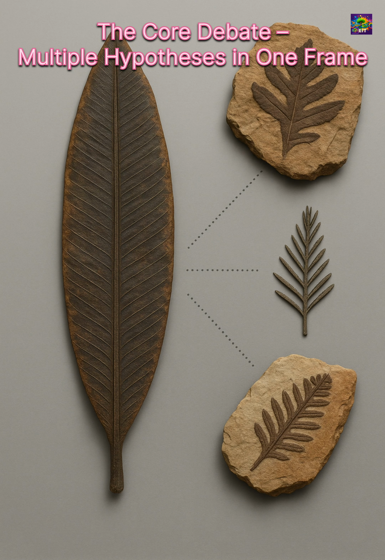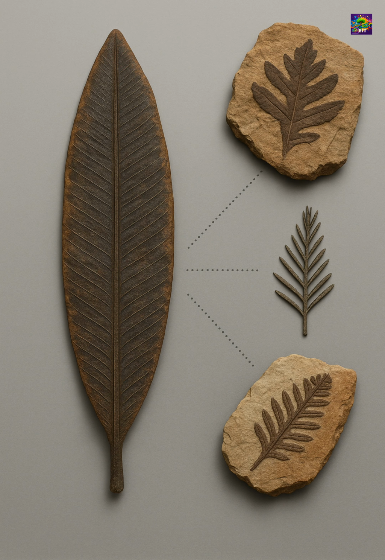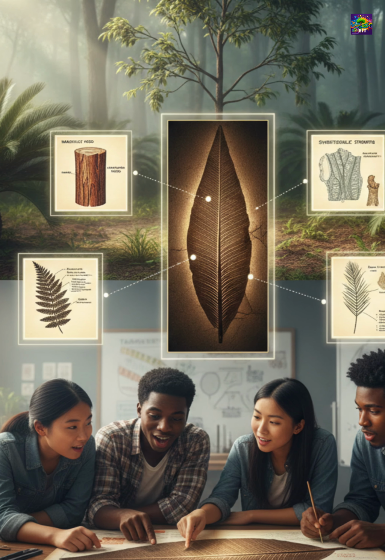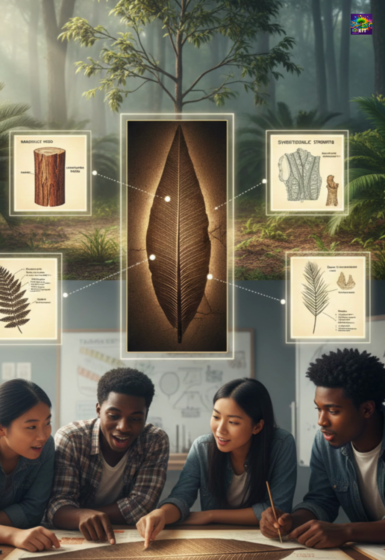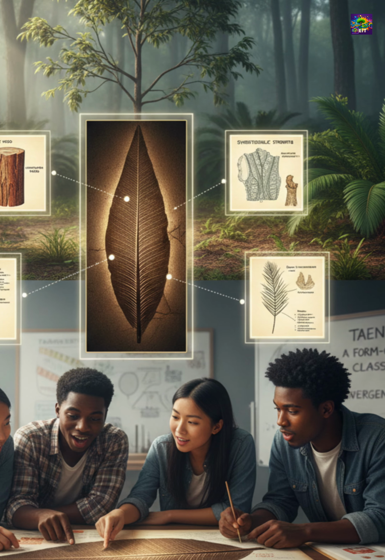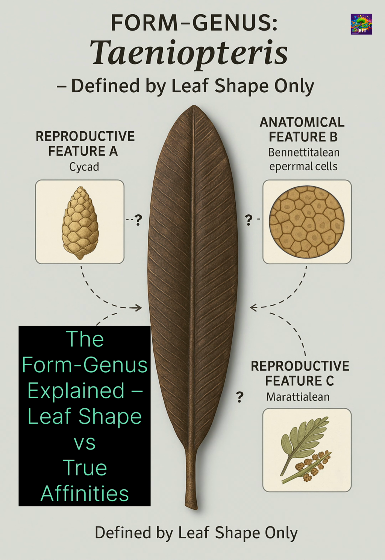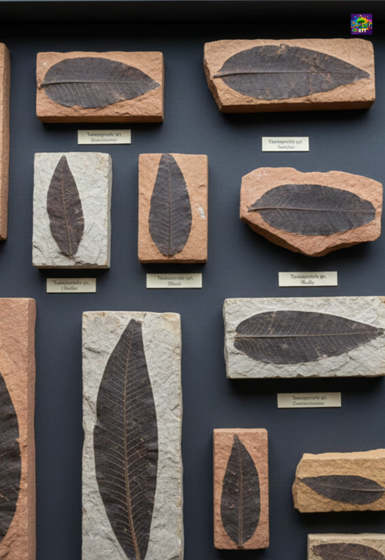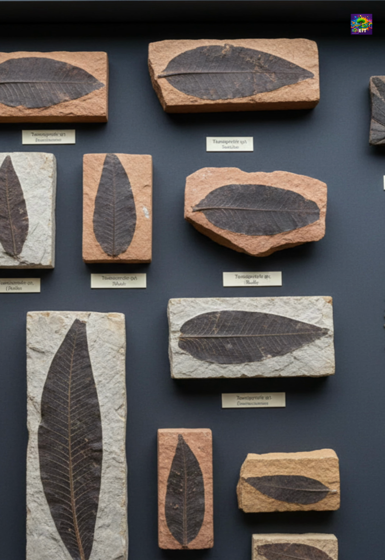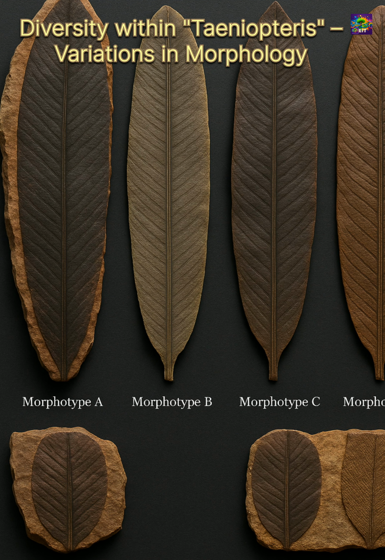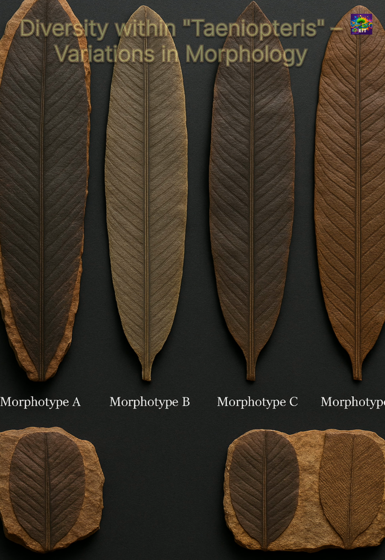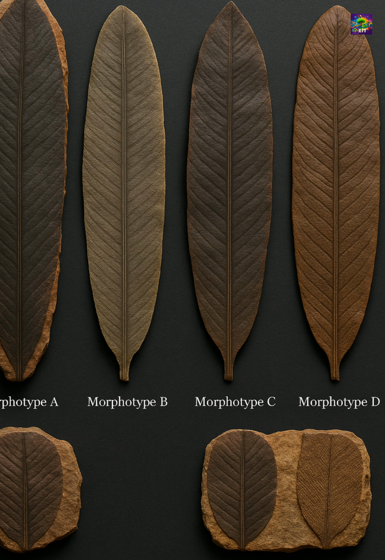Some scientists have argued that these leaves represent true cycads, since the overall shape and venation resemble certain cycad forms. Others suggest they may belong to conifer relatives, because the cuticle and vein pattern in some specimens are closer to early conifer foliage. Another group proposes that many Taeniopteris fossils were actually produced by seed ferns, which were extremely diverse during the Triassic and often formed leaves that mimic cycad-like outlines.